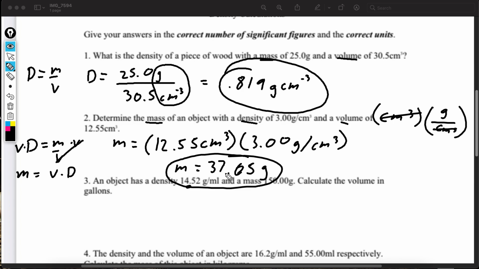So 37.65. Sorry, that looks horrific. So that's what we got so far. Nothing too crazy, right?